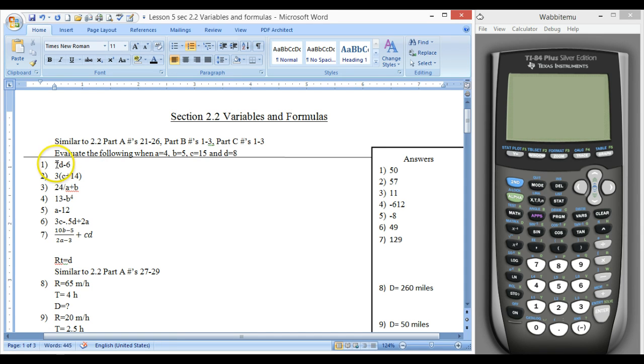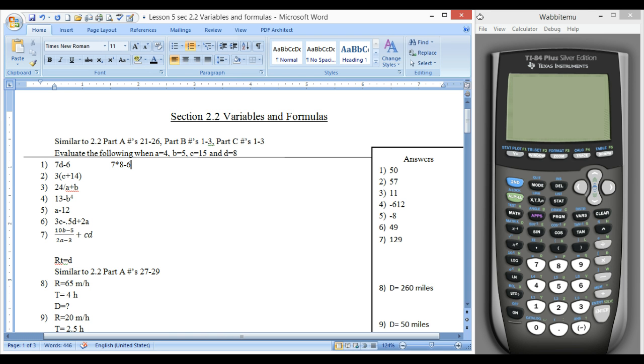So in this first example, I have 7D minus 6. Now you'll notice there's nothing between the 7 and the D. When that occurs, we assume that it's multiplication. So I'm going to do 7 and multiply. Then I have to come up and substitute, in this case, D equals 8. So instead of writing D again, I'm going to replace it with 8 and then subtract 6.